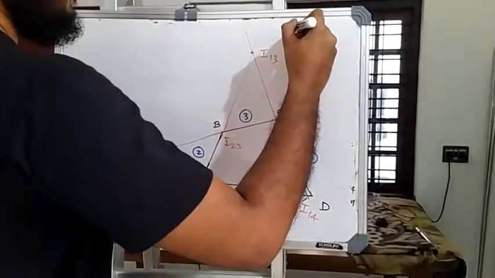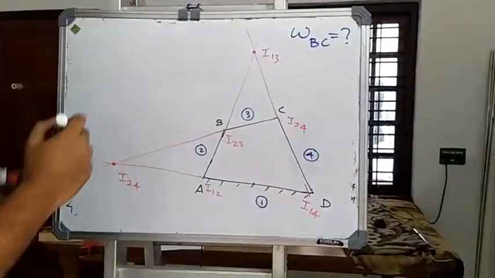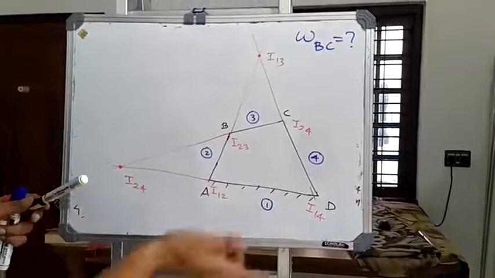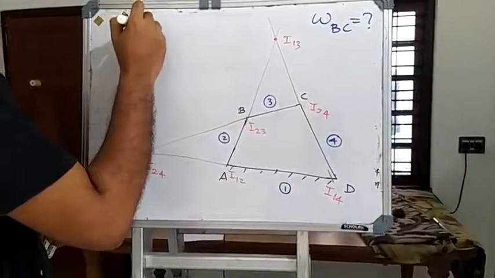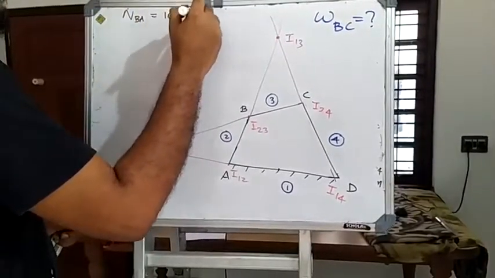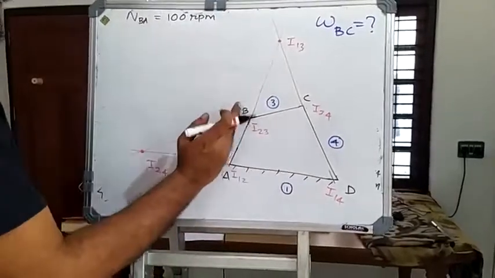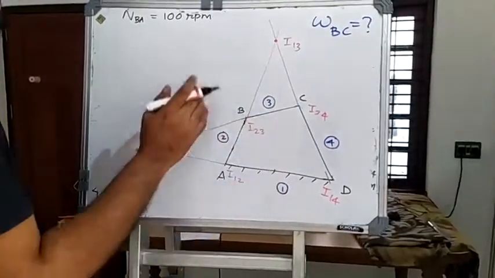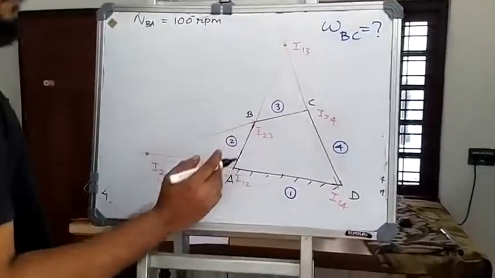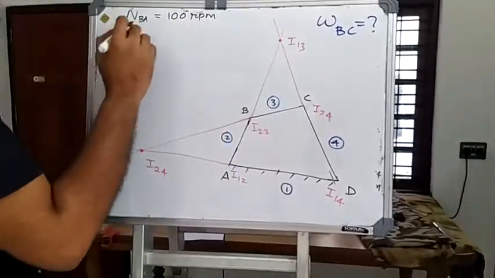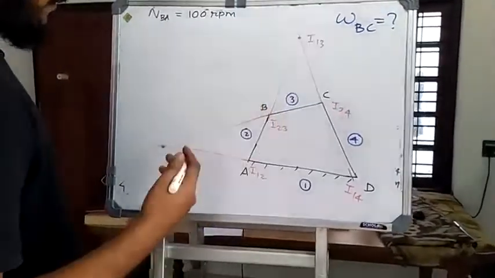Next, we have to find out the angular velocity of link BC. This is the second part. For that, let us start from the initial case. We have a given value N_BA equal to 100 RPM. That means the point B is rotating about A, or the link AB is rotating. It is a crank, rotating at 100 RPM. That means we can find the angular velocity of link BA or AB. However you write it is okay, BA or AB, in whichever order is convenient for you.